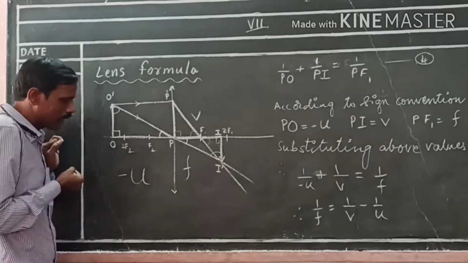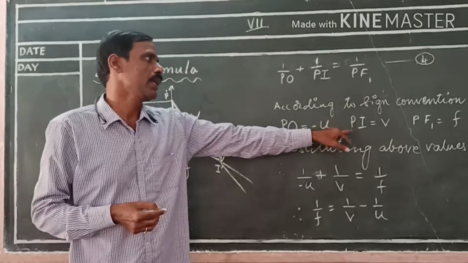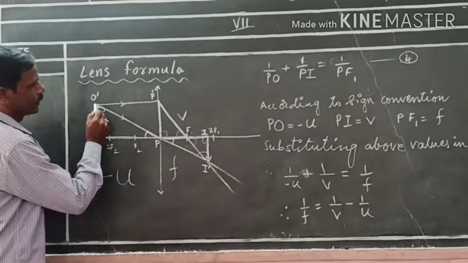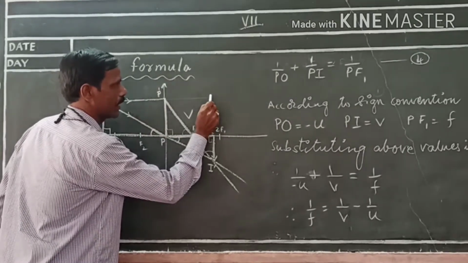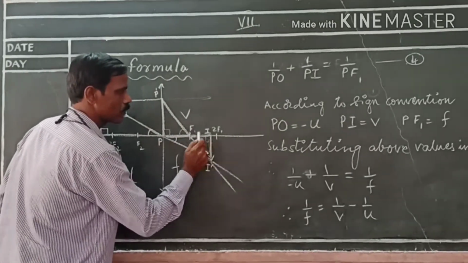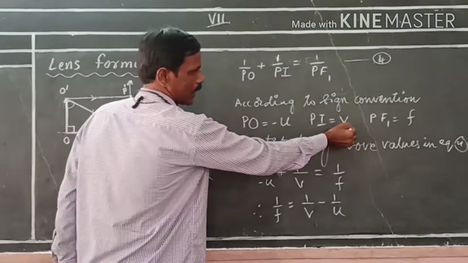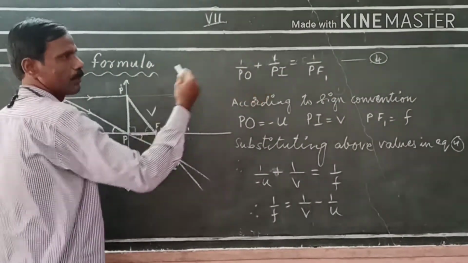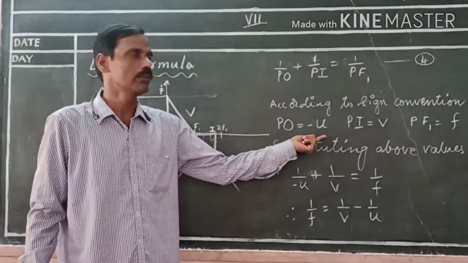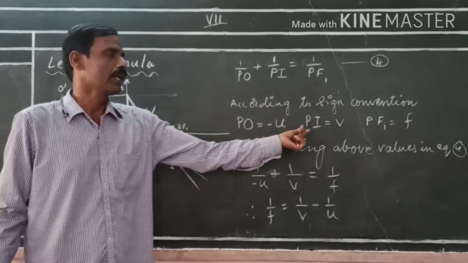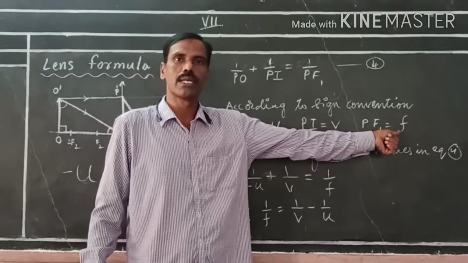That's why PO is equal to minus U and PI is equal to V. See, this is the direction of the incident ray and the distance PI is also measured in the same direction as the incident ray. That's why it is considered as positive. Similarly, PF1 is also positive. Now, PO is equal to minus U according to sign convention, PI is equal to V, that is plus V, PF1 is equal to F, that is plus F.